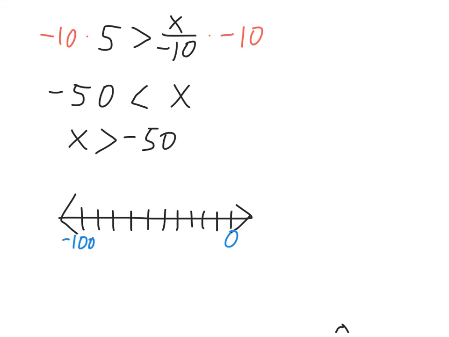Then we graph it. So here we go from 0 to negative 100, so you'll notice that these are counting by tens. So negative 10, negative 20, negative 30, negative 40, negative 50. So we put an open circle at negative 50, and then shade to the right.